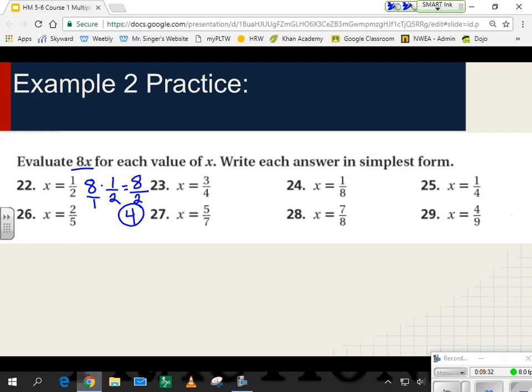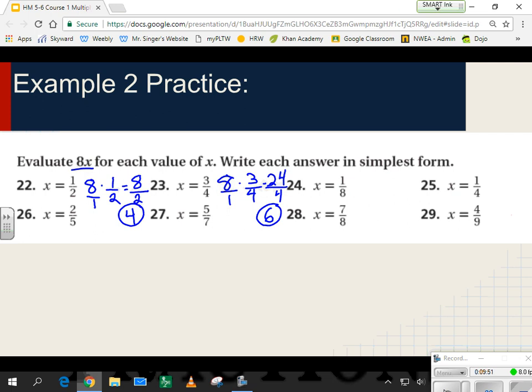For 23, again, we're just plugging in 8 times 3/4. So make the denominator of 8 a 1. 8 times 3 is 24. And 1 times 4 is 4. And again, 4 will go into 24 evenly, so our answer is a whole number of 6.